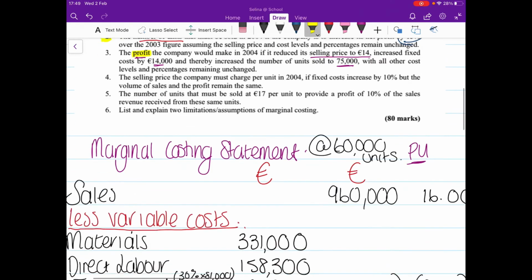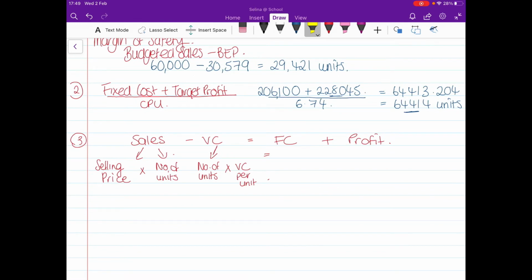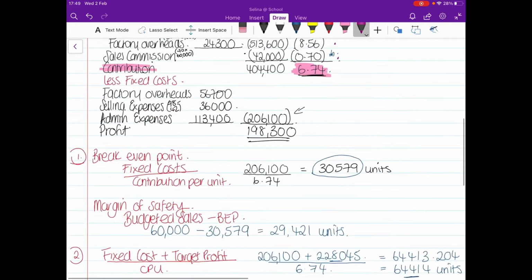Basically, whatever you're trying to find out, that's where an X is going to go. So with this one, you have to fill in the formula, and the X is going to be at profit. When we're filling out the formula, we have enough information to fill in the sales, the variable cost and the fixed cost, and we put an X where the profit is, because that's what we're trying to find out. Then we're going to use algebra to solve it, okay?